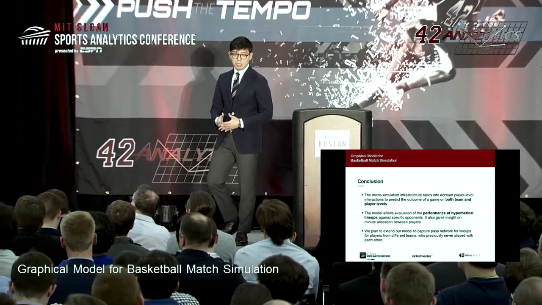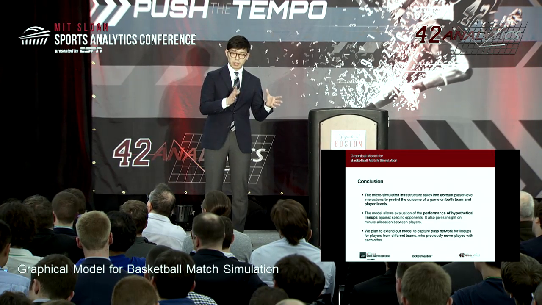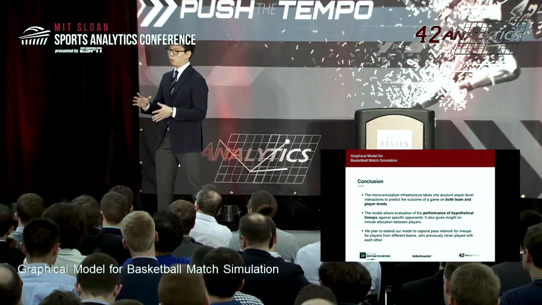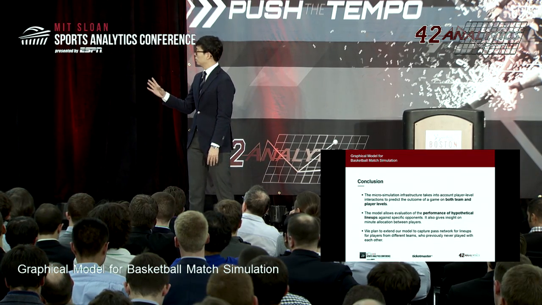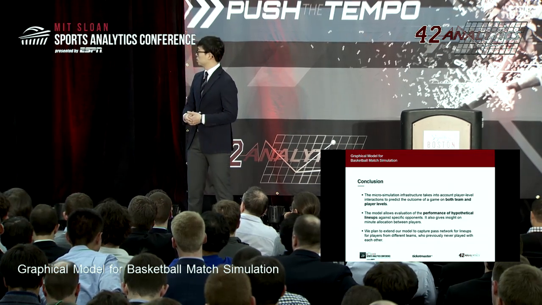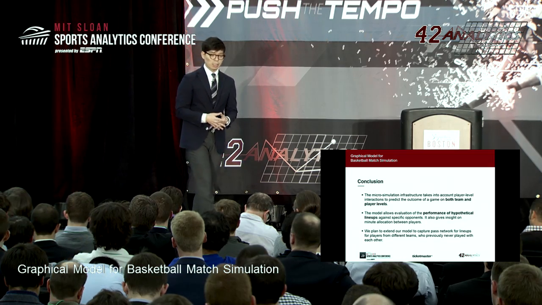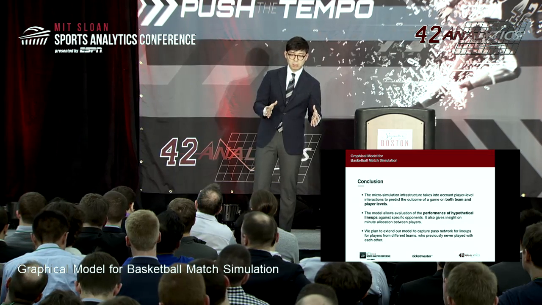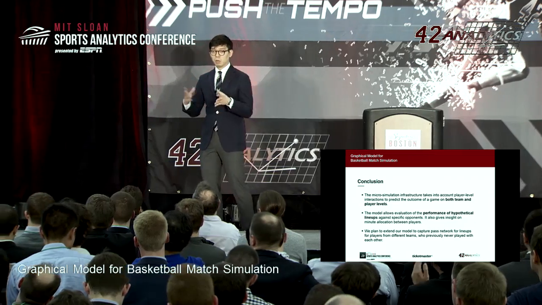So we propose a microsimulation infrastructure that can take individual players' interactions into account to predict the outcome of the game on both team and player levels. Our model allows us to evaluate the performance of hypothetical lineups against specific opponents, and it also gives us insight into the roles of different players and the construction of lineups. We also plan to extend our model to capture pass networks for lineups of players from different teams who have never played with each other, basically the unobserved instances.